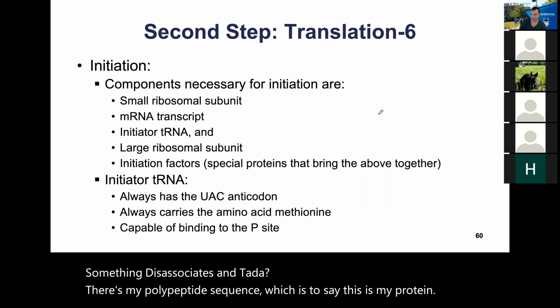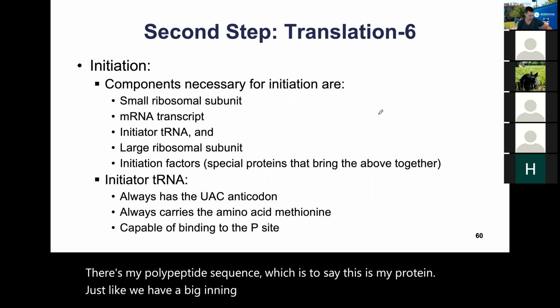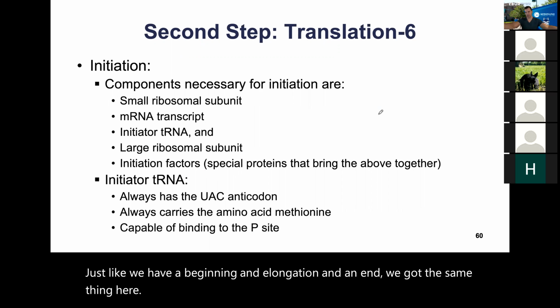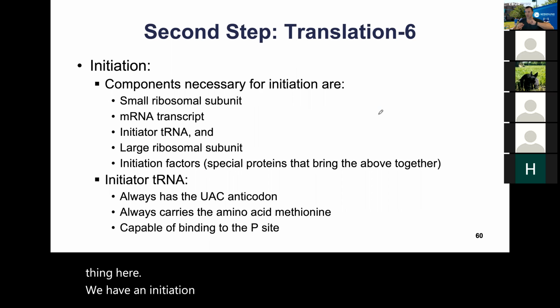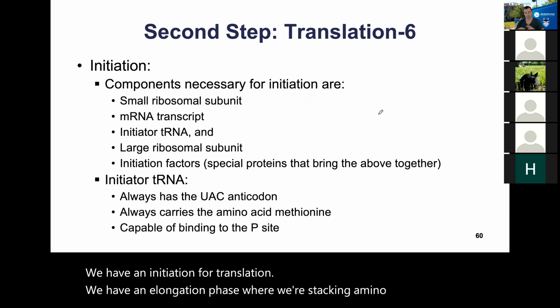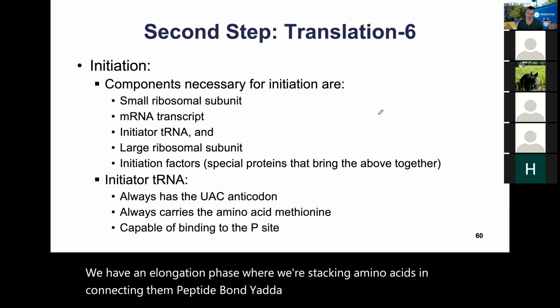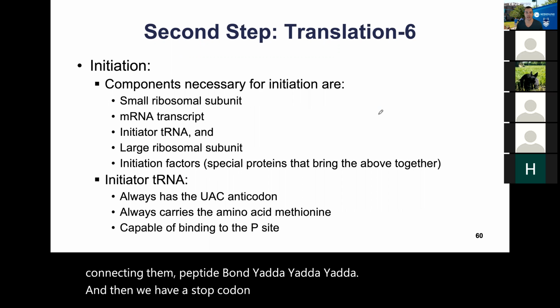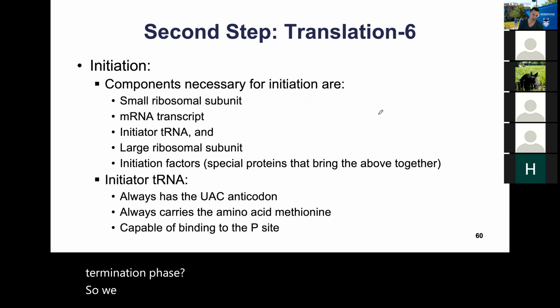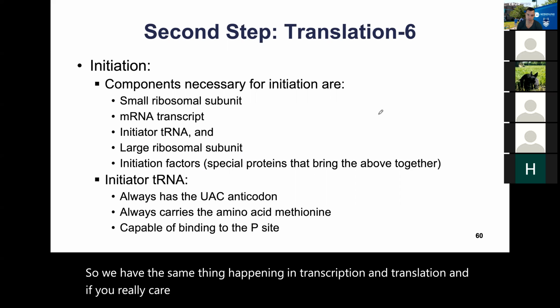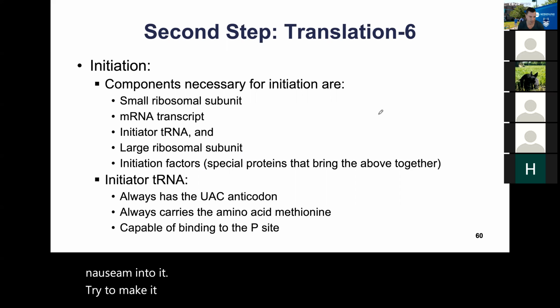Just like we have a beginning, an elongation, and an end, we've got the same thing here. We have an initiation for translation. We have an elongation phase where we're stacking amino acids in, connecting them with peptide bonds. And then we have a stop codon, and that's the termination phase. So we have the same thing happening in transcription and translation. If you really care about it, you can read the book. The book goes ad nauseam into it. Try to make it as streamlined as possible for us.